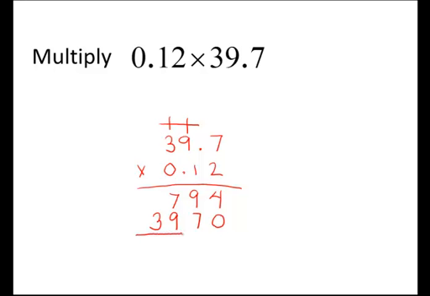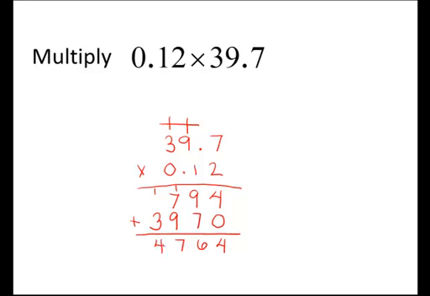So I add up these columns beginning from the right. 4 plus 0 is 4. 9 plus 7 is 16, and I'll carry the 1. 1 plus 7 plus 9 is 17. Carry the 1. 1 plus 3 is 4.